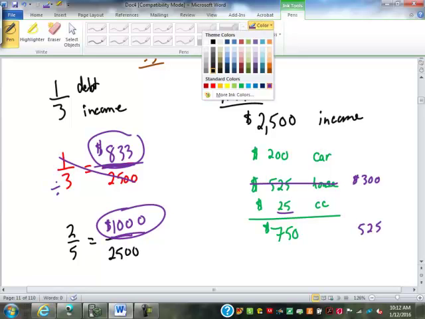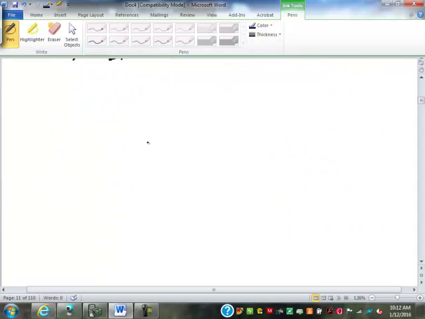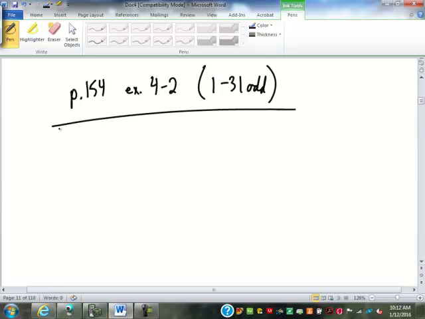For right now, let's give you some homework to work on for the first hour, and we'll come back and we'll talk about this more in our second hour. In your textbook, on page 154, it is exercise 4-2, 1 through 31, the odds. This is actually just talking about ratios, writing ratios and simplifying them. I'll give you guys 7 or 8 minutes to work on those, and we'll take our break, and we'll talk a little bit more about proportions.